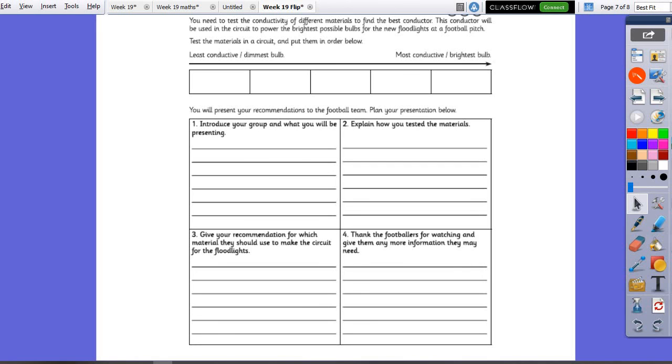Then you're going to do a presentation. You'll present your recommendations to a football team. Plan your presentation below. Introduce your group and what you will be presenting. Explain how you tested the materials. Give your recommendations for which material they should use to make the circuit. And thank the footballers for watching and give them any more information they may need.